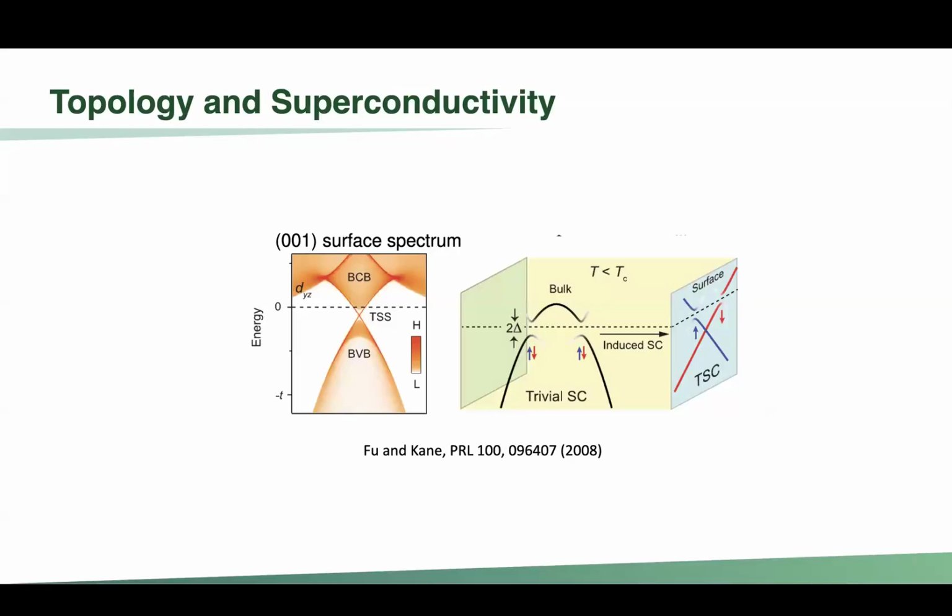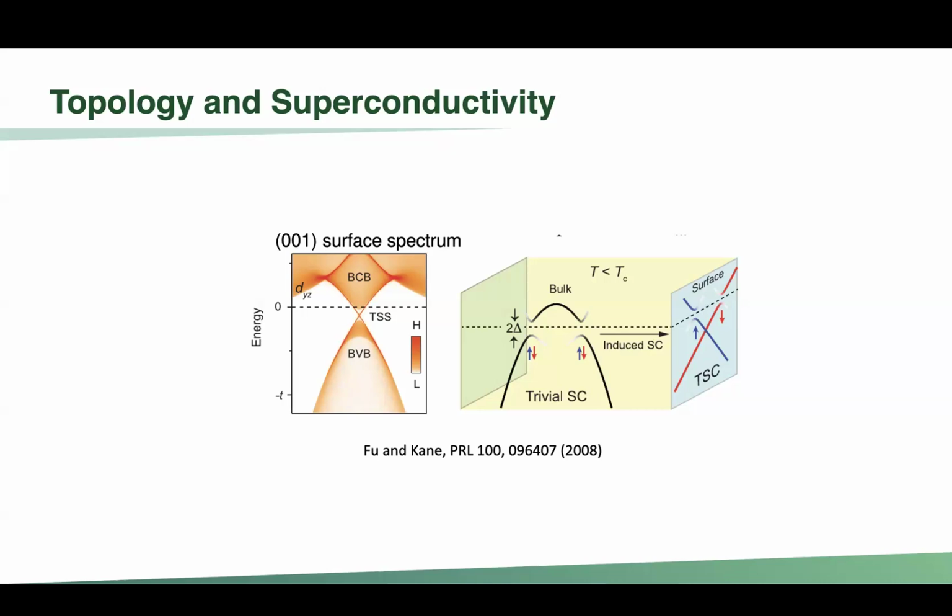Okay, so in the second part, I want to talk about topology and superconductivity, but as a very special case of topological superconductivity that has nothing to do with this full classification of topological superconductors made in the bulk. Here we are interested in topological superconductivity at the surface.